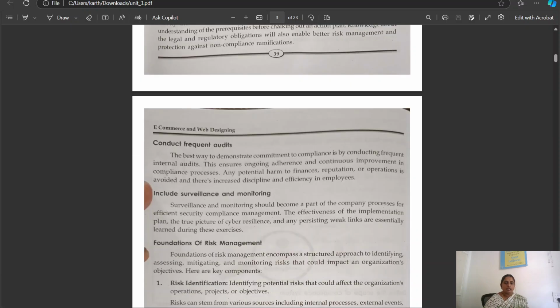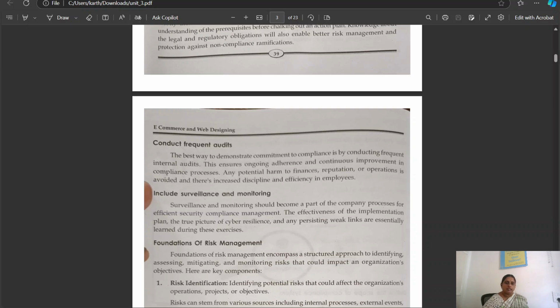And the next one, conduct frequent audits. The best way to demonstrate commitment to compliance is by conducting frequent internal audits. This ensures ongoing adherence and continuous improvement in compliance processes. Any potential harm to the organization's reputation or operations is avoided, and there is increased discipline and efficiency in employees.